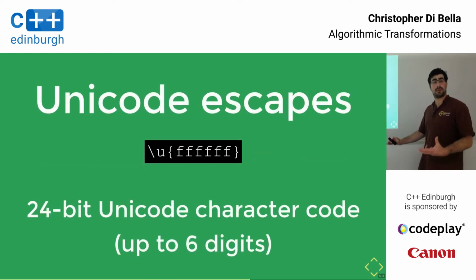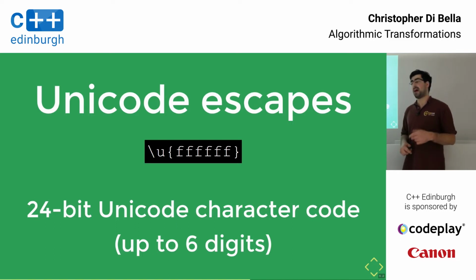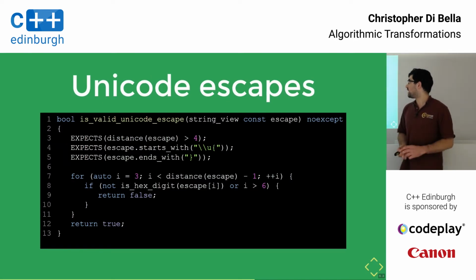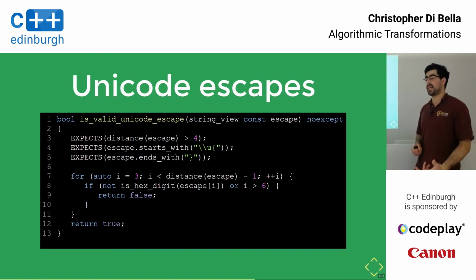The escape for a Unicode sequence in Rust is to have a \u and then inside curly braces have up to 6 hexadecimal digits. Are there any questions about this? Okay. This is an implementation using a raw loop for detecting if a Unicode escape is correct or not.